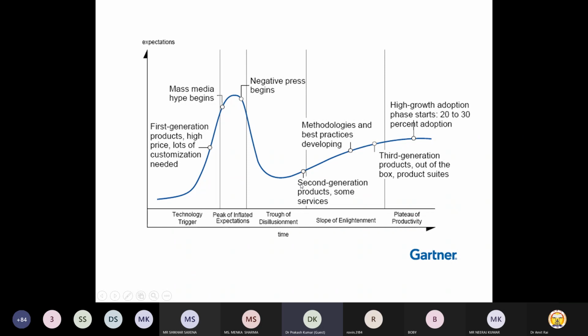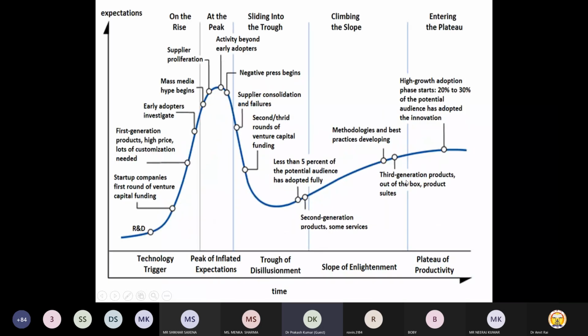Then second generation products develop, prices are reduced a little, then third generation products, and finally it is adopted by the masses. Optimal products are thrown into the market, and lots of people take advantage of them. So any technology, when it triggers, follows this cycle. This is for sure.